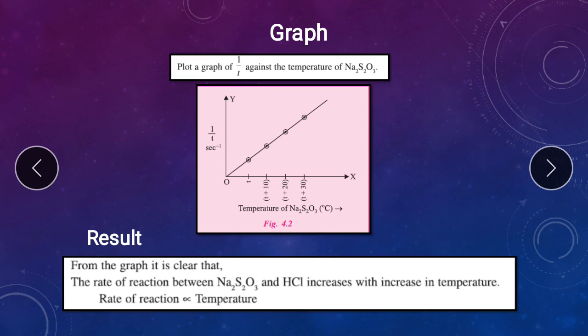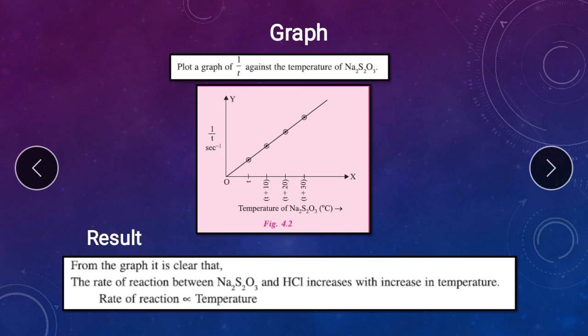After completion of the observation table, plot the graph of t inverse, that is 1 upon t, against the temperature of sodium thiosulfate. You will see the graph. As t inverse increases, it means time t decreases. So when temperature increases, time decreases. Here you will take t inverse.